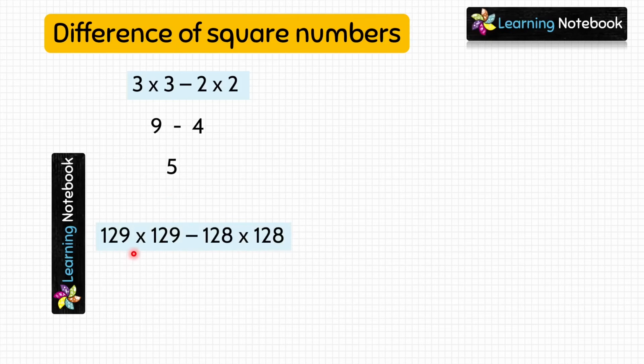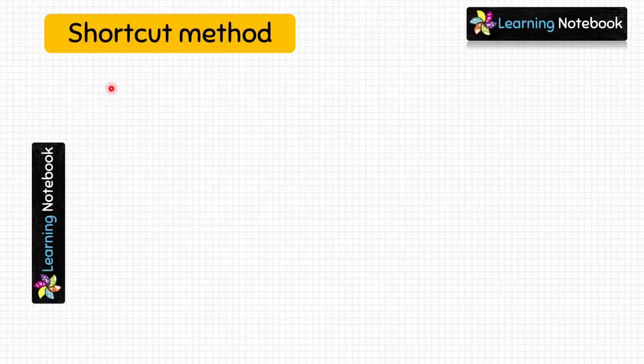Here we have to multiply 129 by 129, then minus 128 into 128. Now again students, if we solve this by the same method we solve the above example, first we will multiply these two numbers and then we will multiply these two numbers and then subtract them. But it is a very long process. So let's see how we can solve it by a shortcut method.